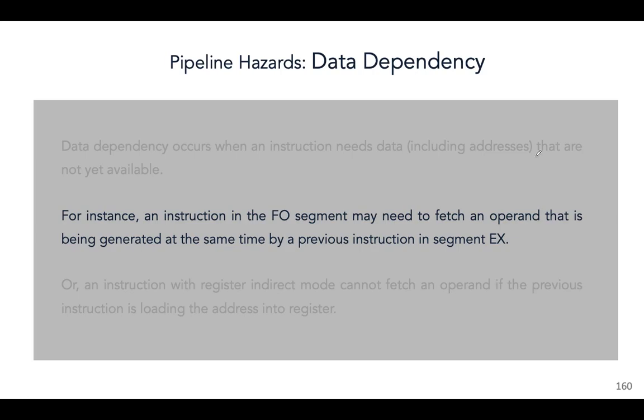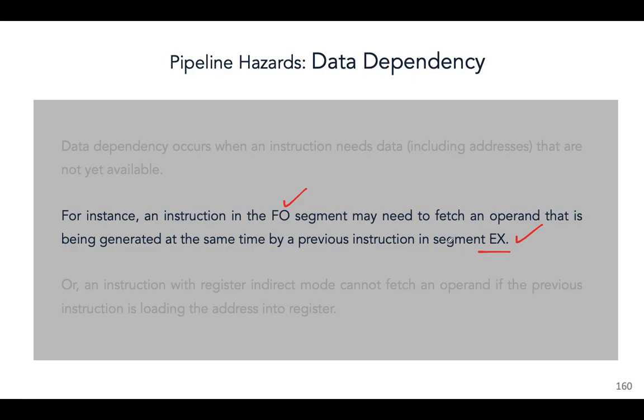For instance, consider an instruction currently operating in its FO segment, fetch operand segment. This instruction may need to fetch an operand that is being generated at the same time by a previous instruction which is currently in its execute instruction segment. So instruction 2 requires some operands, but those operands haven't yet been generated by instruction 1. Instruction 1 is in the execution state, whereas instruction 2 is in the fetch operand state. Naturally, the second instruction will have to wait until the operands become available.